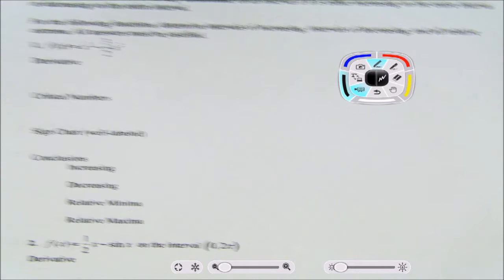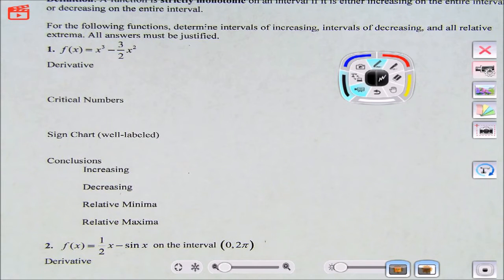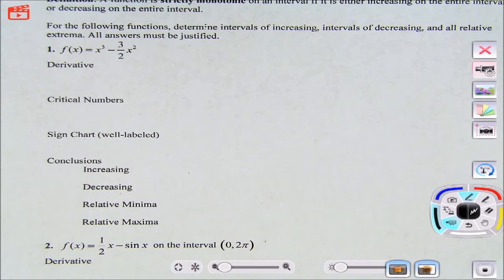So here are some examples. And let me get this out of the way.